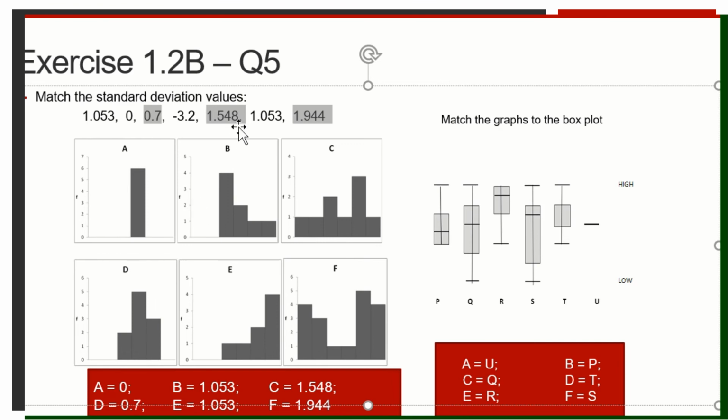Now, you are left with 1.548 and 1.944. Between C and F, which is more dispersed? F, isn't it? Whenever you have a gap like that, you see, this is more consistent compared to this. When you have a big gap like this, suddenly here high frequency, suddenly this one a little bit, then go up. When you have things like this, it means it is more inconsistent. So F will be 1.944 and C will be 1.548.